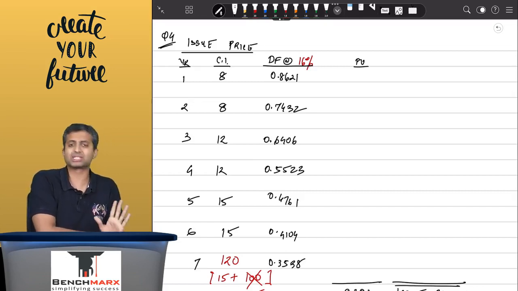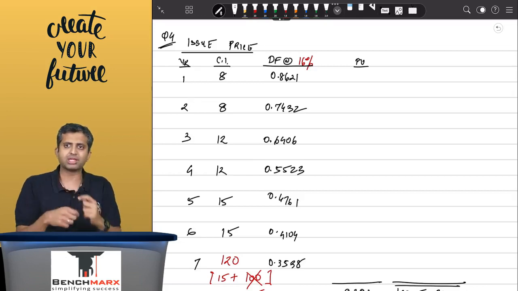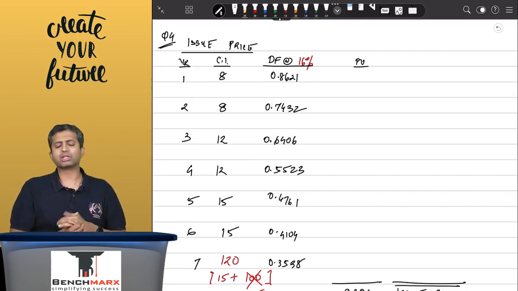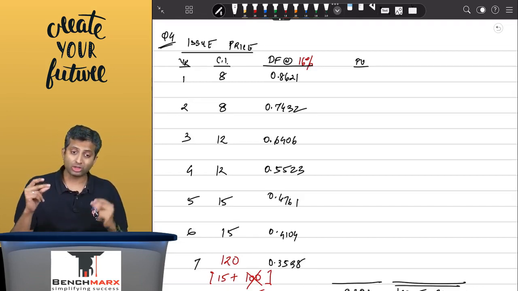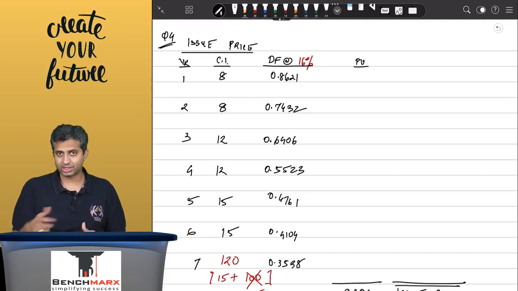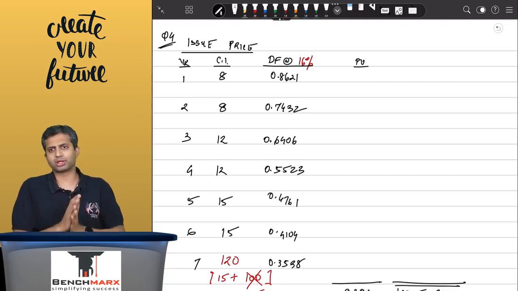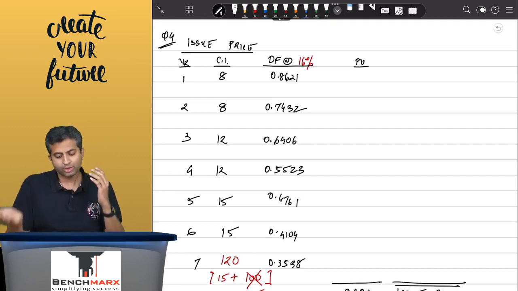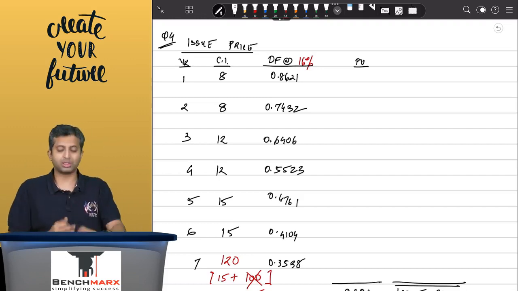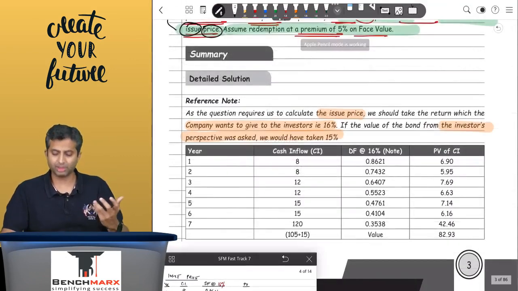So what should be the maximum value I should be prepared to pay on this bond? For example, I make an application in the IPO, I'm not allotted. Then on the day when the bond gets listed, I want to buy from the market. So I want to figure out how much I should pay. For that purpose, I will have to consider 15%. So if an investor has to determine, they will take 15%.